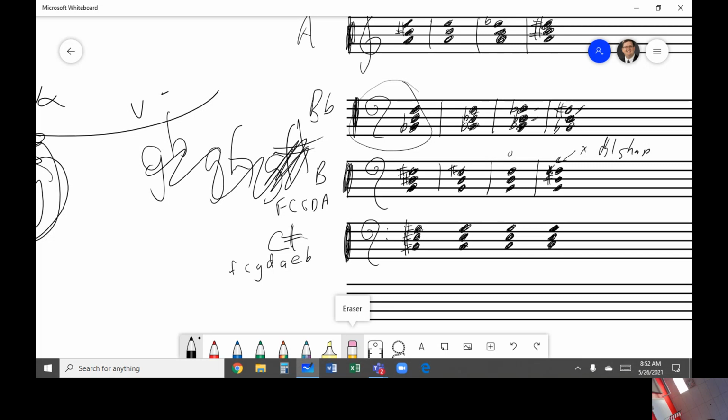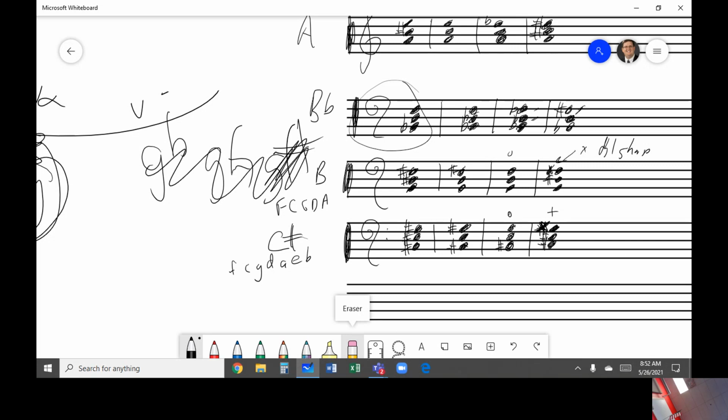Major, minor, augmented. I'm sorry, I should have done diminished next, shouldn't I? That's what I've been doing. There's your diminished. Oops. I'm going to change that to an X here. And there's your augmented.